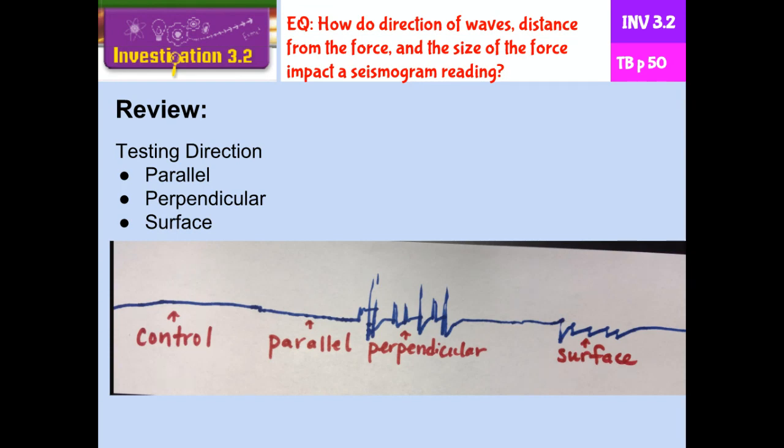So first on the left there is the control. That's just pulling the tape straight. And then parallel was hitting forward and back with the seismograph. Perpendicular was from the side. And then the surface is when we banged on the table or the desk.